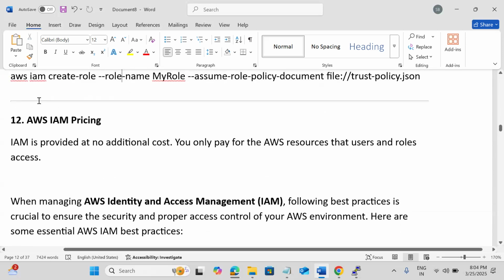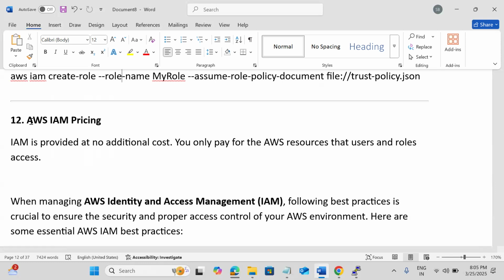Coming to pricing, AWS won't charge any money for the policies. It's a free service itself. If more users or more roles are accessing it, then AWS is going to charge money for that.